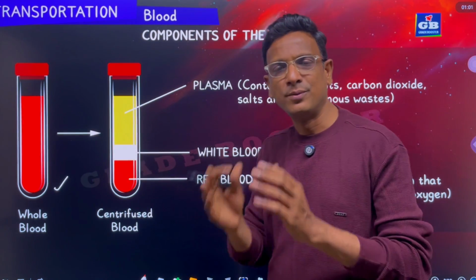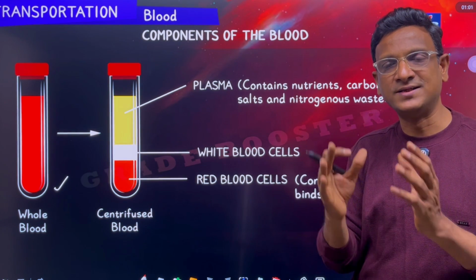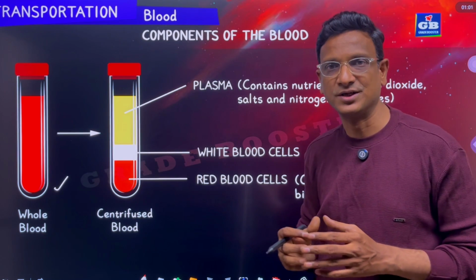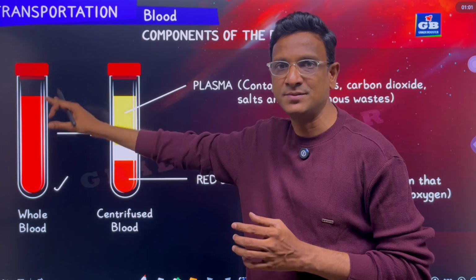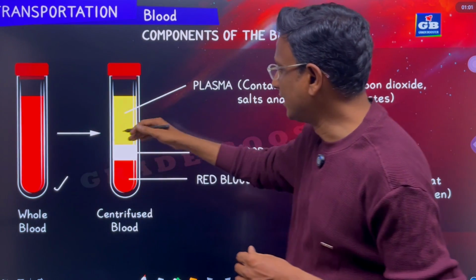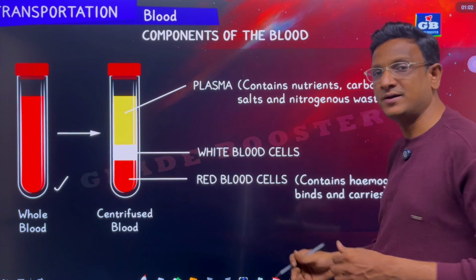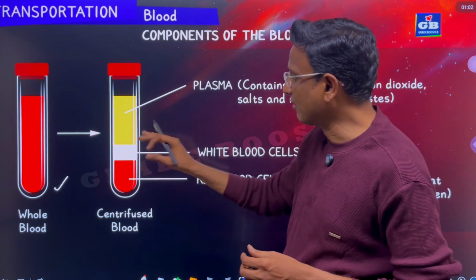Children, you know blood is a suspension. You studied suspensions and colloids in your chemistry. That means in a liquid part, so many solid particles are suspended; that is a suspension. So blood is a suspension. The different parts of the suspension are separated by a process called centrifugation. Now you see how the components are separated.